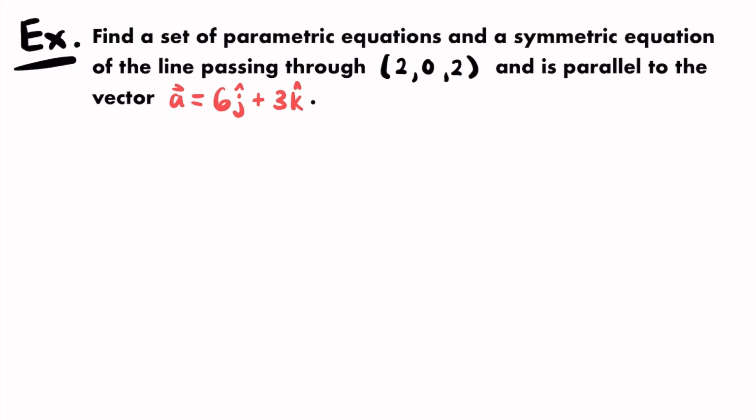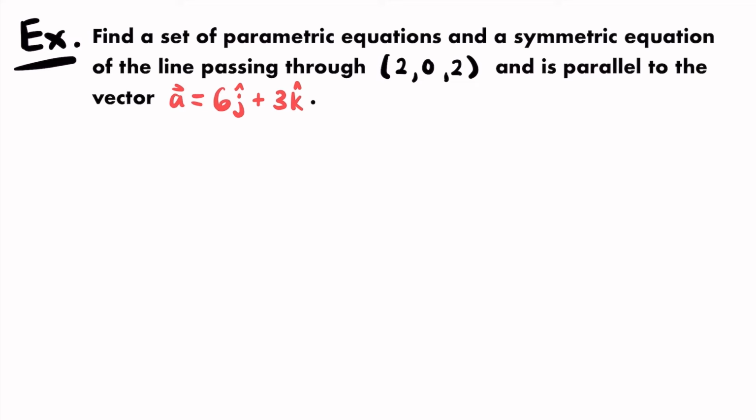All right, so next up we want to find a set of parametric equations and a symmetric equation of the line passing through (2, 0, 2), and is parallel to the vector a, which is equal to 6j plus 3k. So this is just like our previous two examples, except now we have a different point and a different direction vector. Let's just get started here.